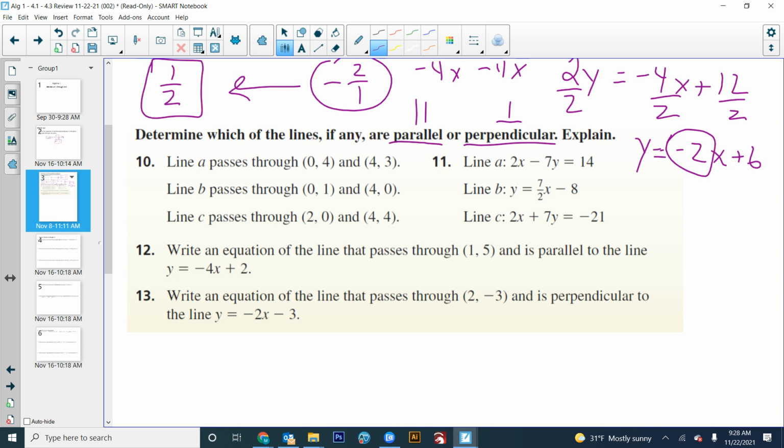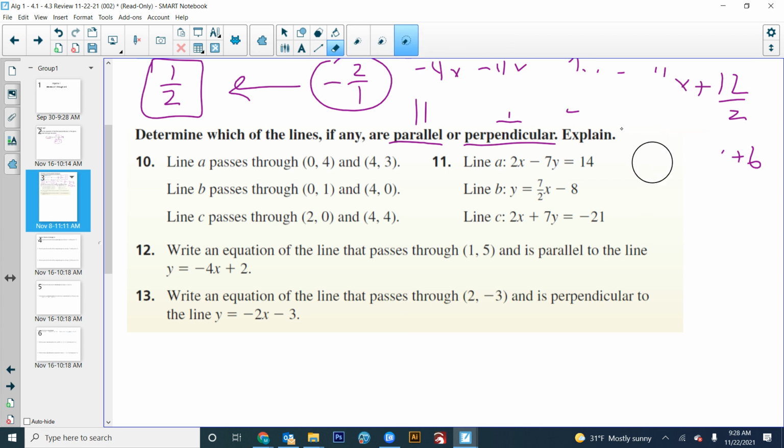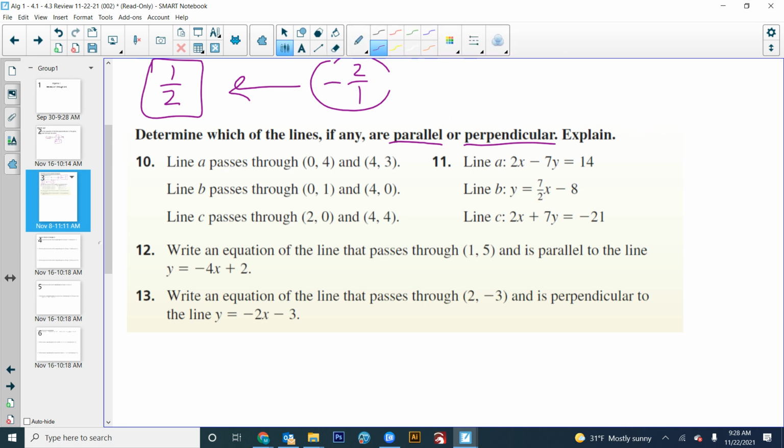Okay, what's the problem with number 11? What's the problem with 11, guys? I don't know two of the what? I don't know two of the slopes, do I? What slope do I know? Do you guys see that slope is 7/2? Okay, I don't know A and C. I need to get A and C.